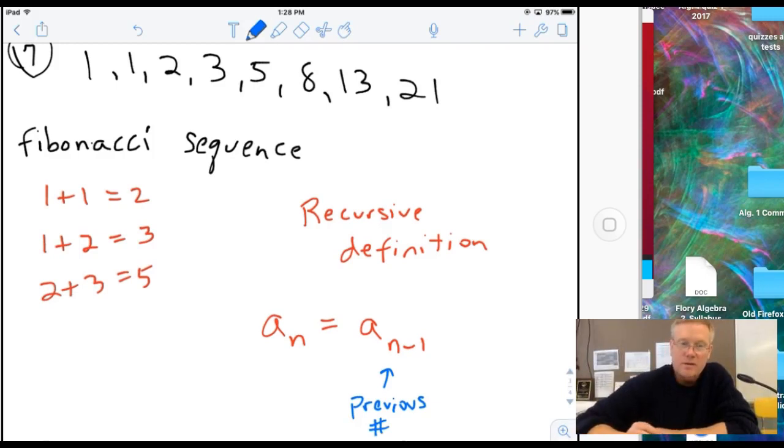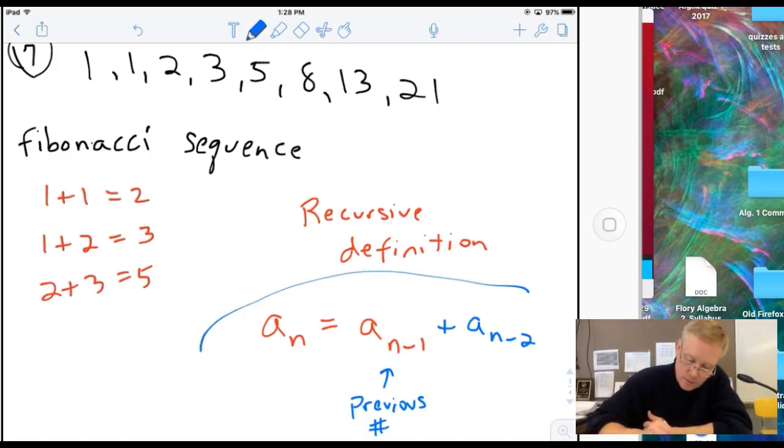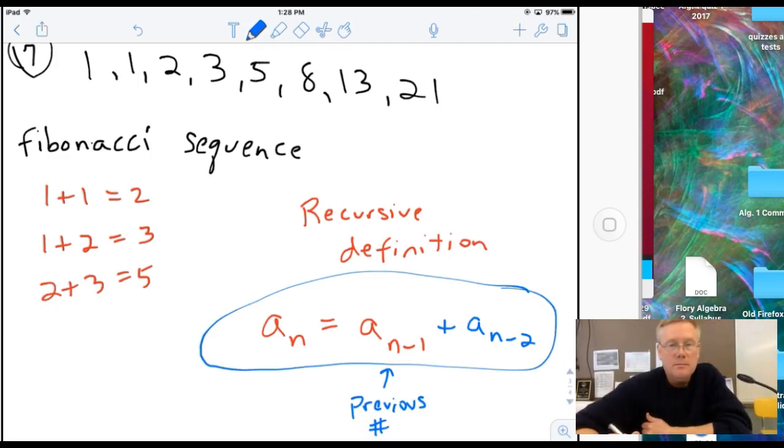So I don't just take the previous number, I need to add the one before that to it also. The one before the previous number would be n minus 2, the second one before that. So if I add those two together, then I get the next number. So this would be your recursive definition for that.